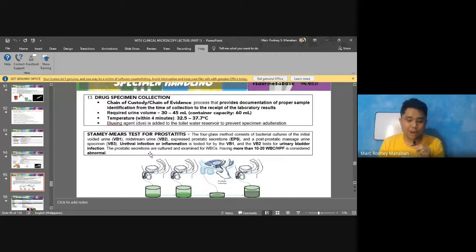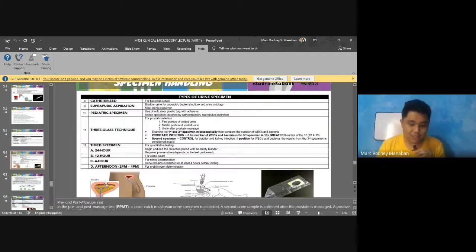Alright. So if VB1 has WBCs, then that is indicative of urethral infection or inflammation. VB2, if there are bacteria or WBCs, of course, urinary bladder infection. And for prostatic secretions and the post-massage urine, you check for possible WBCs, and if present, then that indicates prostatic infection. I forgot to mention, dears, another prostatitis specimen is the pre and post massage test.